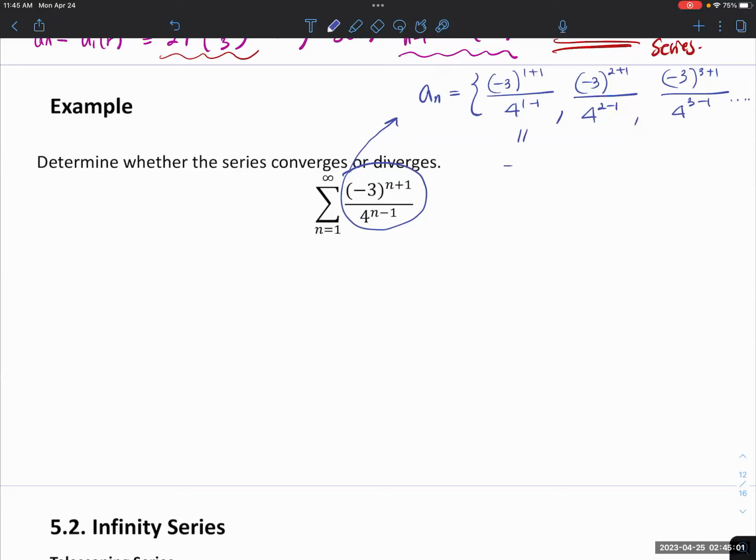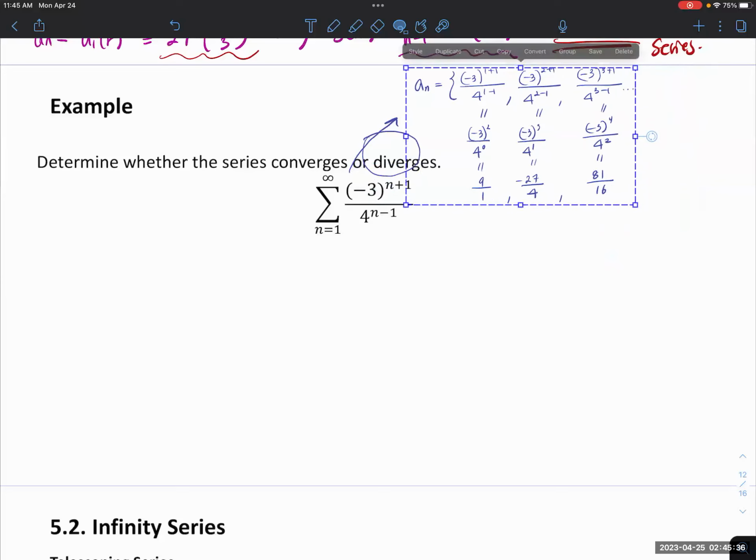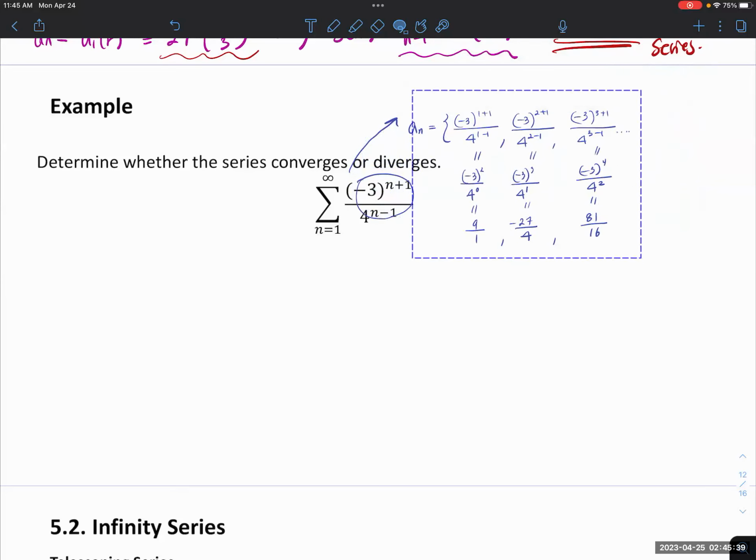This one will be (-3) to the second over 4 to the 0, which is 9 over 1, so just 9. And then this one, (-3) to the third over 4 to the 1. If you calculate it, it's going to be -27 over 4. This is the second number. Third number, (-3) to the 4 over 4 to the second. So 3 times 3 times 3 times 3 is 81, over positive 16. So this is the first number, second number, third number.